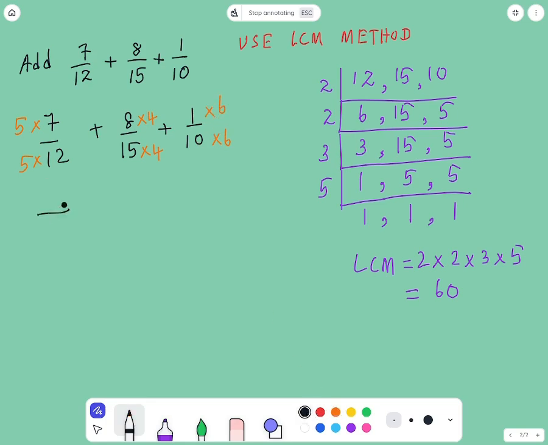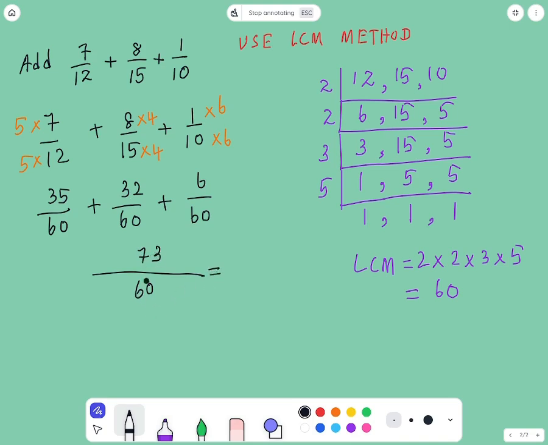Now 12 times 5, that is 60. 7 times 5, 35. 15 times 4, that is 60. 8 times 4, that is 32. 10 times 6, that is 60. 1 times 6, that is 6. Now the common denominator is 60, so you write 60. Then you add the numerators. 35 and 32, that is 67. Add 6, that is 73.